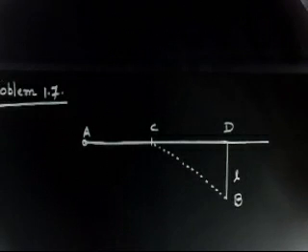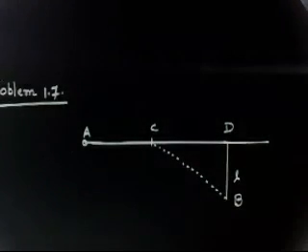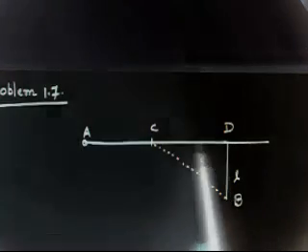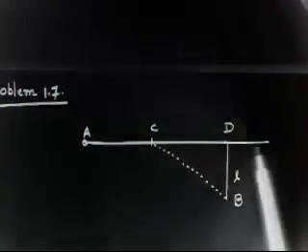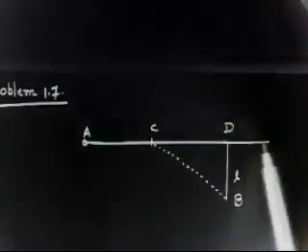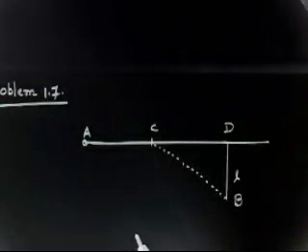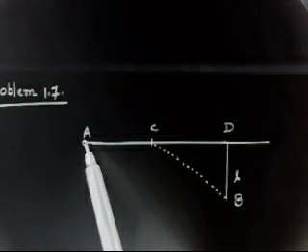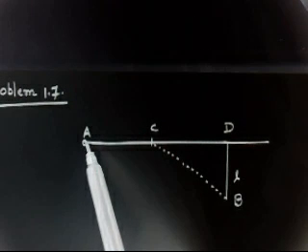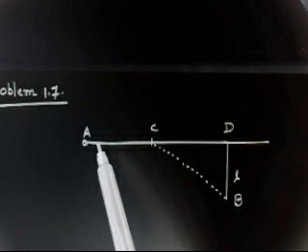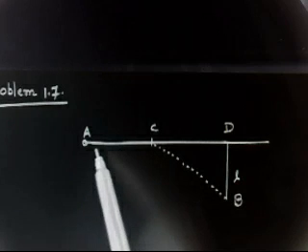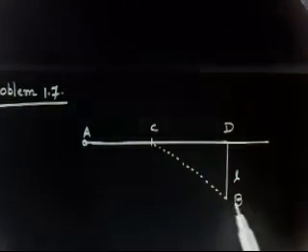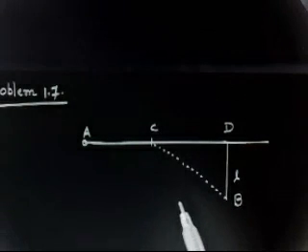Now let me read the question. From point A, located on a highway, so this is a highway, basically a road on which some car can go. From A, located on a highway, one has to get by car as soon as possible to point B. So somebody wants to go from point A to point B using the car.